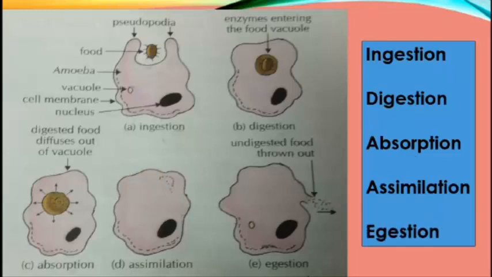The last step is egestion. The undigested residue of the food is expelled outside by the vacuole. The cell ruptures at any place and the residue is thrown outside the body. So children, this is the complete process of taking food in amoeba.